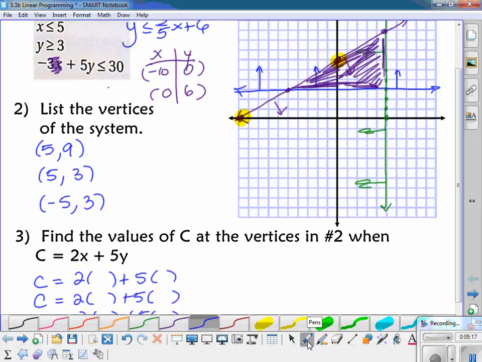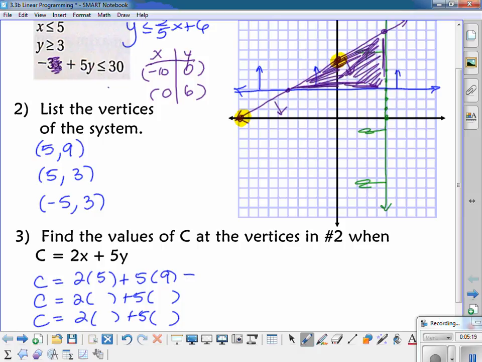Okay, so when I plug in the 5 and the 9, what did you guys get? 55. What did you guys get? 55. 55? Okay, sounds like you agree on that. What about when I put in 5 and positive 3? 25. How about negative 5 and positive 3? I got a positive 5.